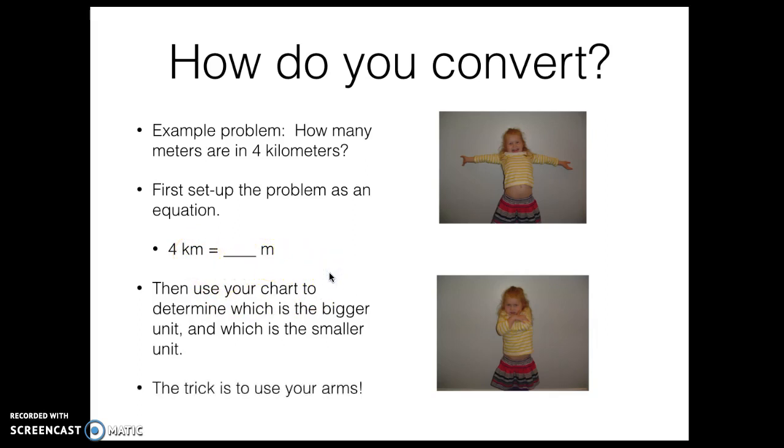Then use your arms. You know the bigger unit. Get your arms out real wide. You're going to a smaller unit. Crunch them up real small. Make yourself real small. Now notice my daughter. She crossed her arms. Cross your arms to make yourself really small. You should look like a multiplication symbol. Oh, I wonder why. Let's take a look.